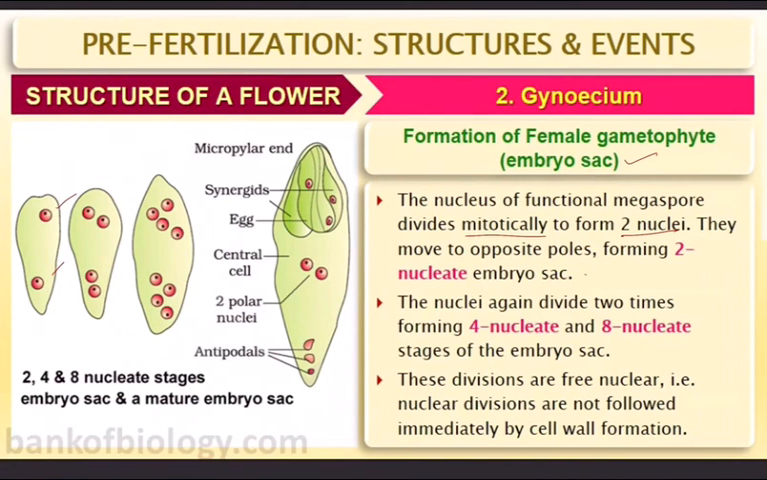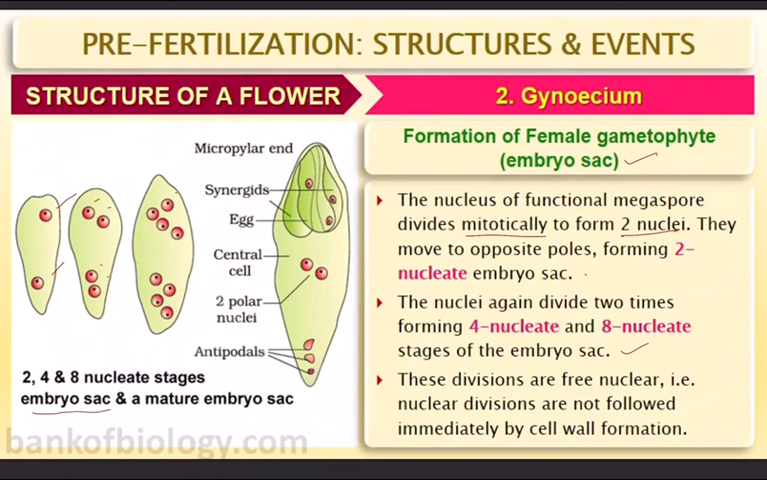Now look at this, 1, 2 nuclei, forming a 2 nucleate embryo sac. The nuclei again divide 2 times, forming 4 nucleate and 8 nucleate stages of the embryo sac. Now look at this. This one forms 2 nuclei, 4. And again these undergo mitosis, 4 plus 4, 8. So 8 nuclei are formed.